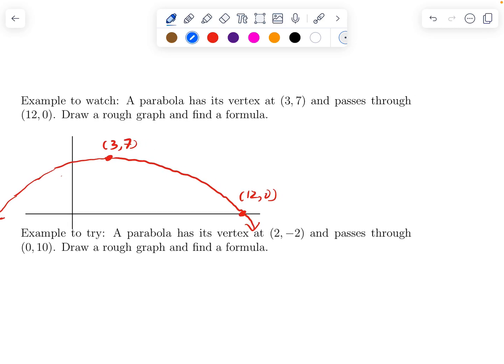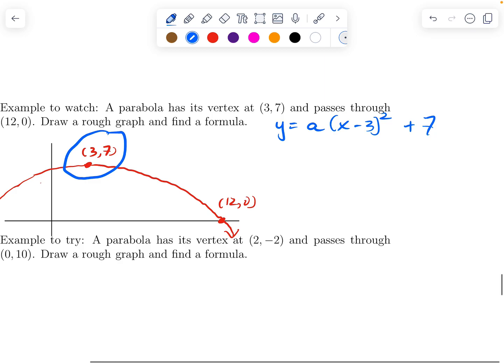So here's what we're going to do. We're going to say if the vertex is at (3, 7), then I know this thing looks like y equals something times quantity x minus 3 squared plus 7. I know the vertex has been shifted 3 units to the right and 7 units up. So my formula looks something like this. And I temporarily accept that, at least at the beginning of this problem, I don't yet know A.